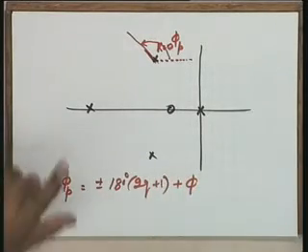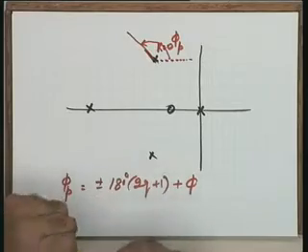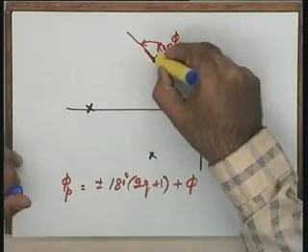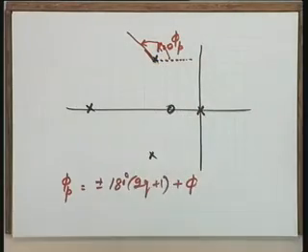Phi is the net angle contribution at this particular pole due to all other poles and zeros. Note this point please. Phi is the total angle contribution at the pole under consideration due to all other poles and zeros. Now let us see how to determine phi.